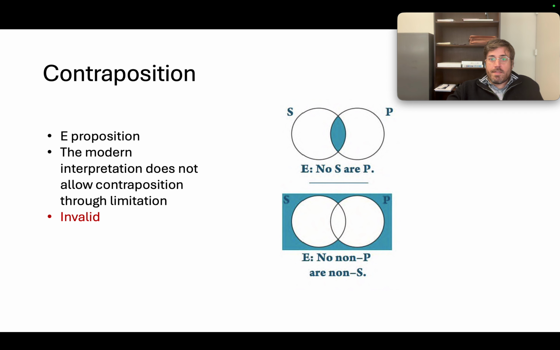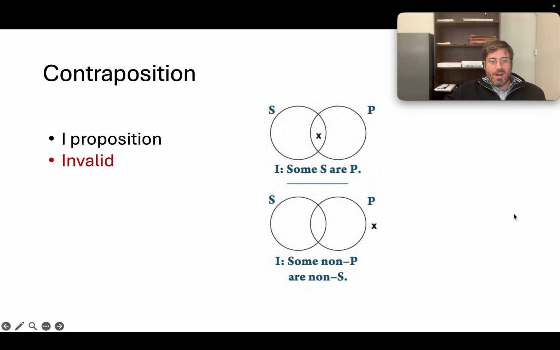You can see this in the Venn diagram, where we begin with the E proposition, no S or P, where we have shading in region 2. The resulting contraposed sentence becomes no non-P or non-S. And the Venn diagram for that sentence is shading in region 4, which is completely outside of regions 1, 2, and 3. And that is not logically equivalent to shading in region 2. Okay, so things do become a little bit more convoluted on the modern interpretation to a certain degree, in that we cannot apply that nice trick of limitation to limit the scope of the universals. Okay?